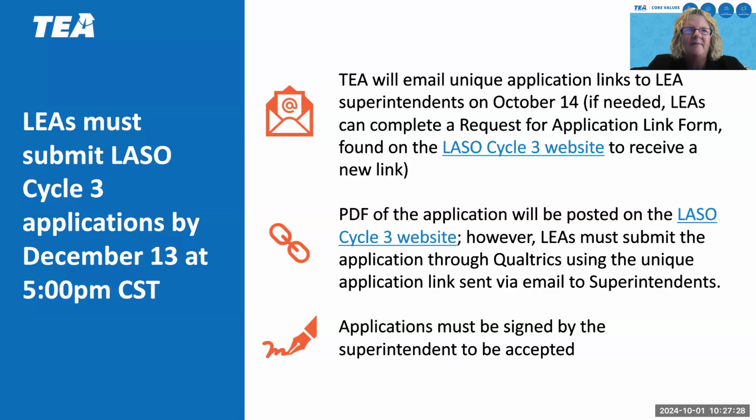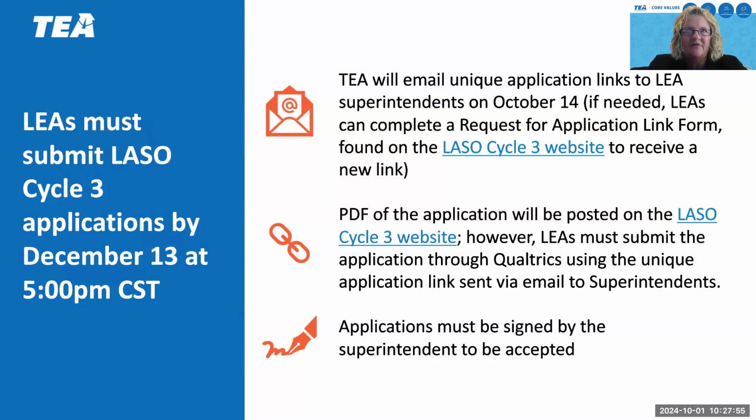So again, we want to reiterate that the applications are due by December 13th at 5 p.m. Central Standard Time. And in order to access that application, on October 14th, superintendents will be sent a unique application link. It is generated by Qualtrics. We don't generate it. And there is a unique link for each superintendent.